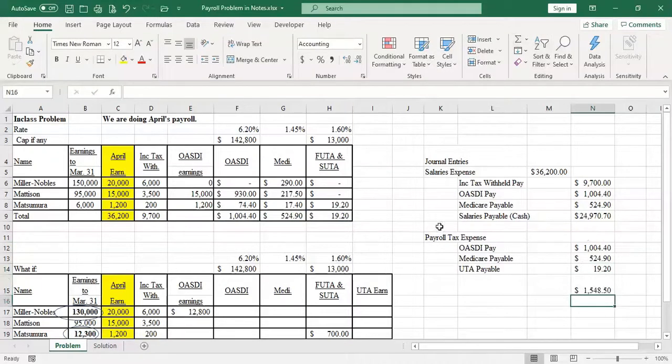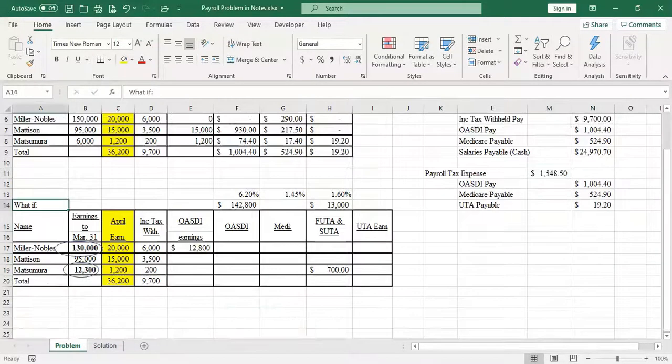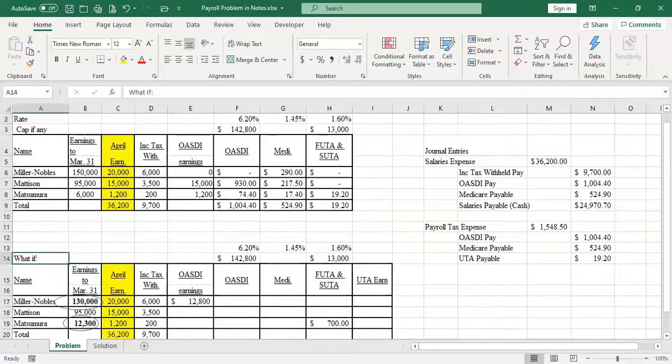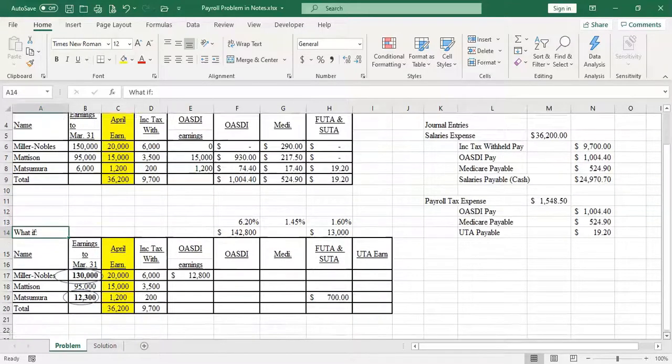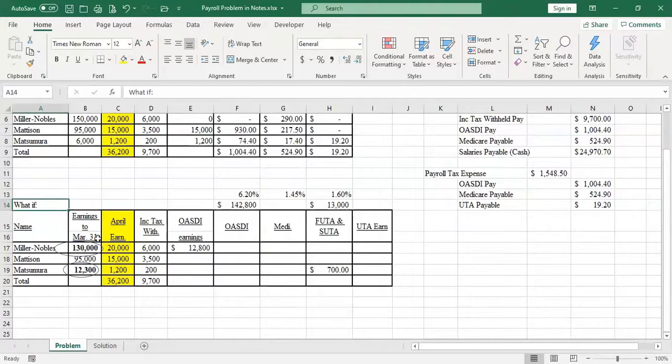If I sum it, I know the total amount. This is also posted on Blackboard. Here, life was easy. Nothing was close to these cutoffs here. What I'm changing here is, let's say Miller Nobles earned 130 in the last 3 months. So this month, if I had 130 and 20, now I'm at 150. So she's bumping over this border this month. And the amount is this 12,800. If I take 130 plus 12,800, that puts her at that border.